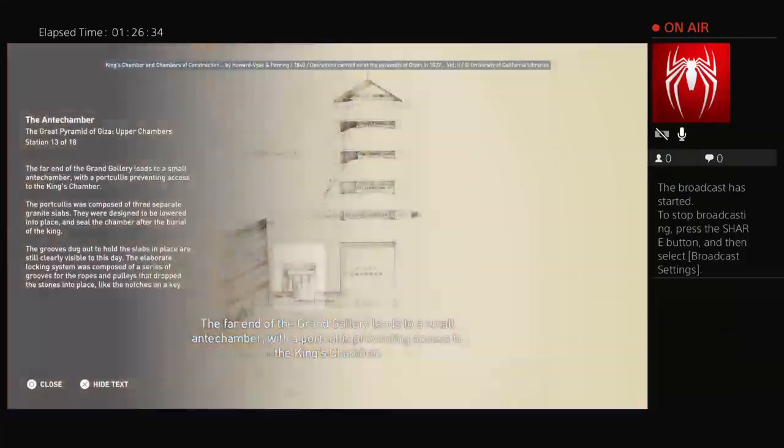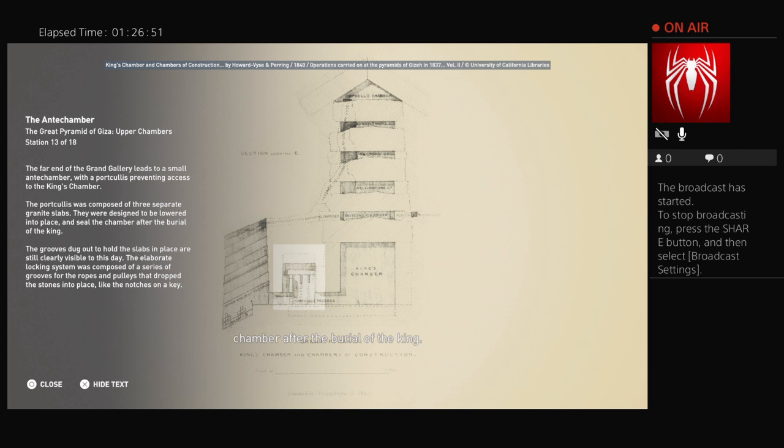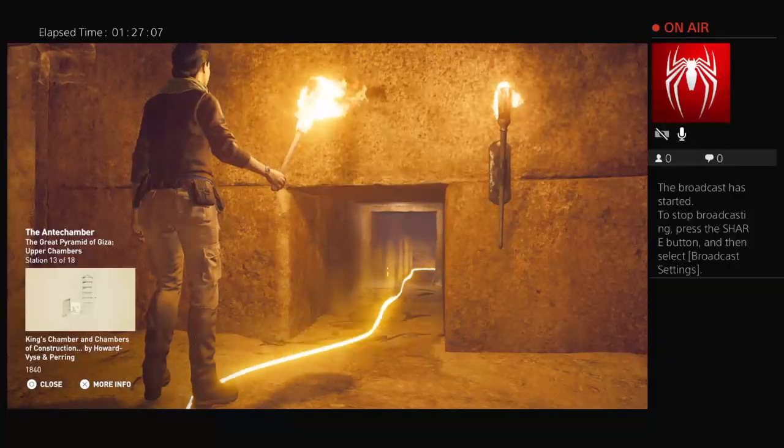The far end of the Grand Gallery leads to a small antechamber with a portcullis, preventing access to the King's Chamber. The portcullis was composed of 3 separate granite slabs. They were designed to be lowered into place and seal the chamber after the burial of the king. The grooves dug out to hold the slabs in place are still clearly visible to this day. The elaborate locking system was composed of a series of grooves for the ropes and pulleys that dropped the stones into place like the notches on a key.